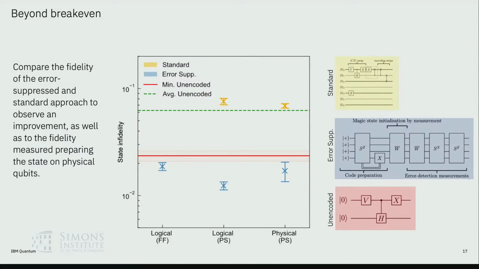And finally, the blue points are using the error-suppressed magic state preparation. And again, it's comparing both the logical tomography and physical tomography using post-selection. They go below the infidelity of the unencoded magic state preparation. And then also to the very left, which is using feed-forward or the dynamic circuits, which we wanted to compare how well we do with the feed-forward operation versus a post-selection. And for that case as well, we are beating the best unencoded physical magic state preparation that we could do on the same device.